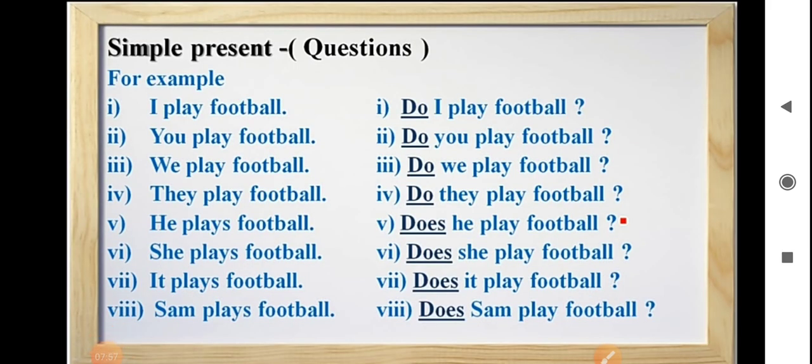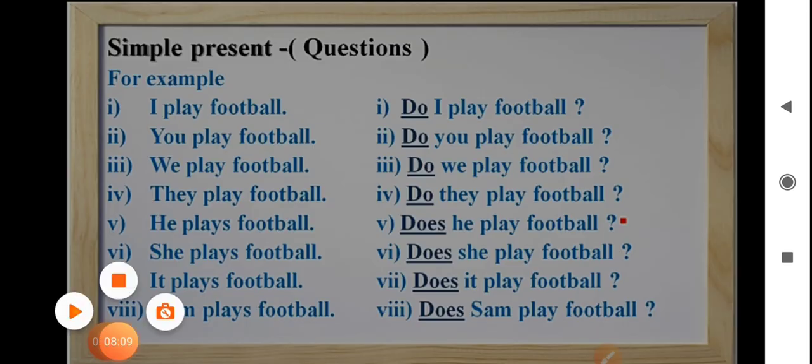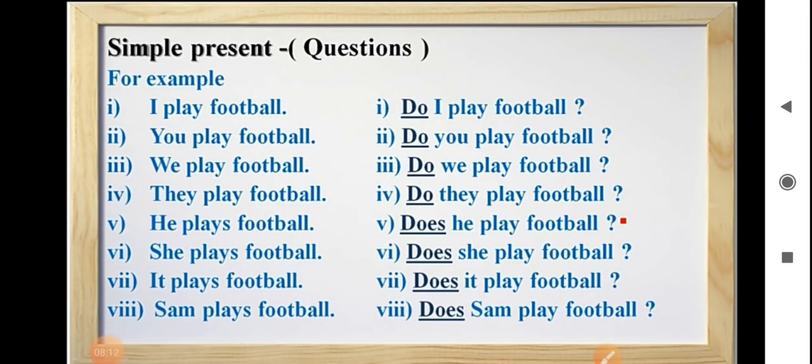For interrogative sentences, we use a helping verb as the interrogative word. And the format of interrogative sentences in simple present tense is helping verb plus subject plus main verb plus object. Let's see some examples of how affirmative sentences are converted into interrogative sentences.